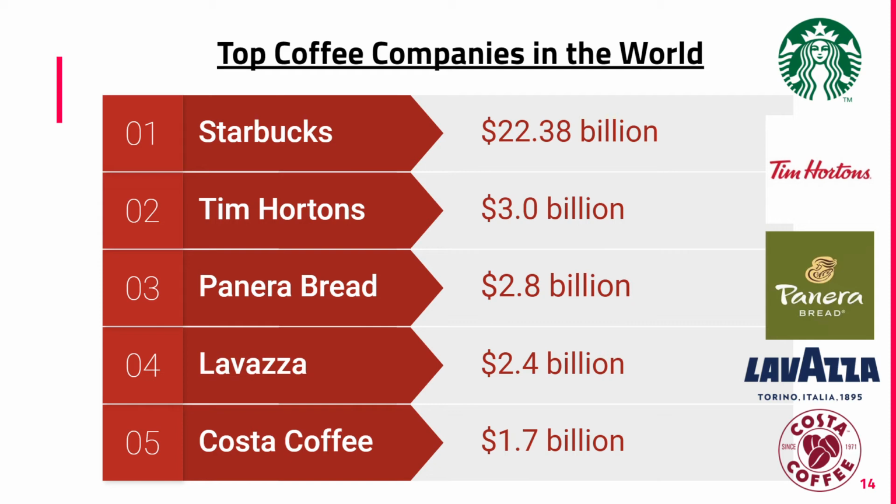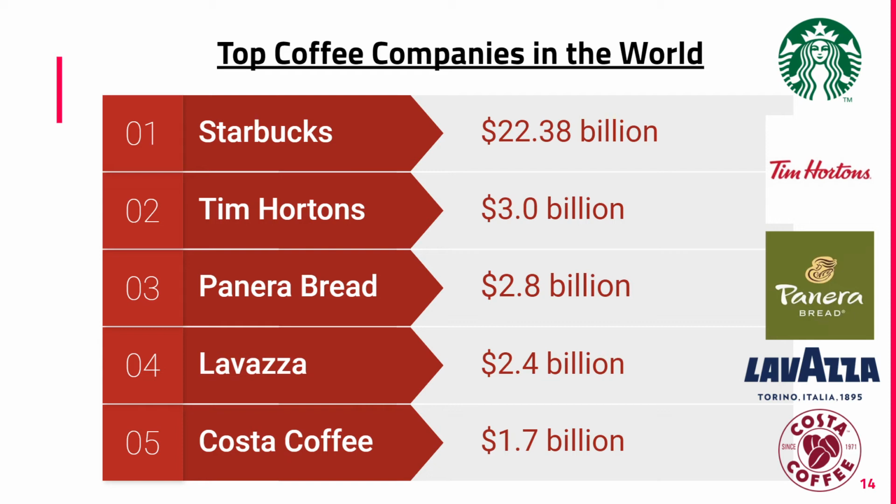Now next, second place, we have Tim Hortons at $30 billion, really far away from Starbucks, and it's primarily sourced in Canada. Now third, we have Panera Bread at $2.8 billion. This company was founded in Missouri as St. Louis Bread in 1987, but then the firm was bought in 1993, transforming it to Panera Bread in 1997.